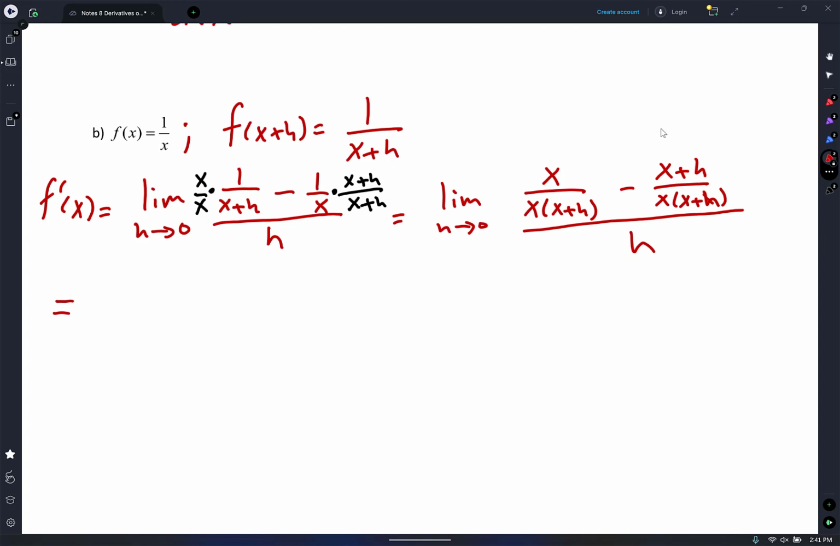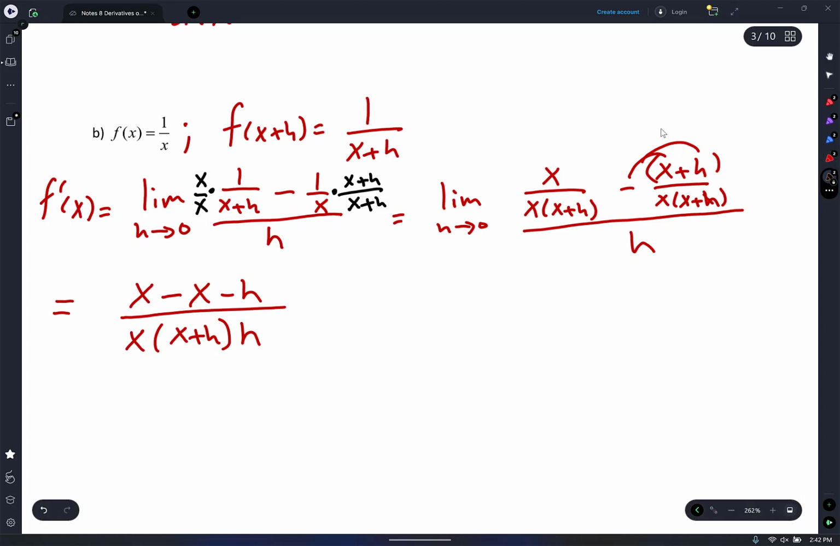I'm gonna combine like terms, guys, or I guess I'm gonna make it one fraction. X minus, I'm gonna distribute this, minus x minus h. So x minus h. Are we okay with that? And then x times (x plus h), and then I'm gonna bring this h up. What's going to zero out first? The x's. Now, once the x's zero out, what can I cancel out? The h's.